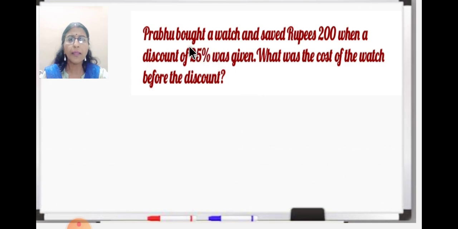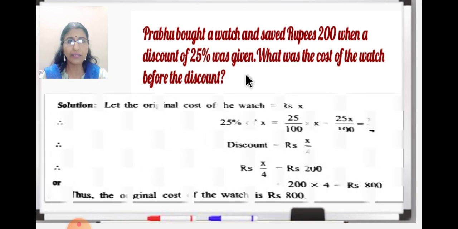Now next question. Prabhu bought a watch and saved rupees 200 when a discount of 25% was given. What was the cost of the watch before the discount? So what we need to find out is the cost of the watch before the discount of 25% was given. So let us see how to solve this.